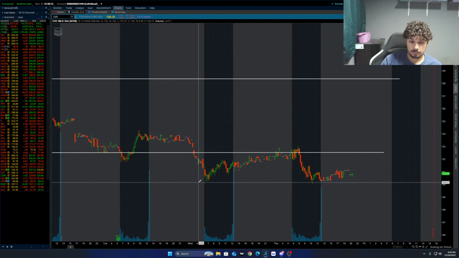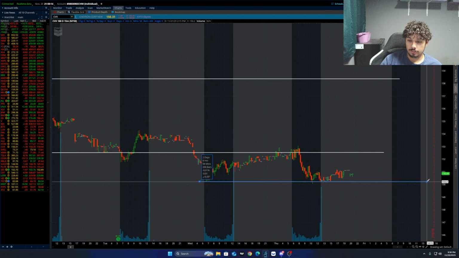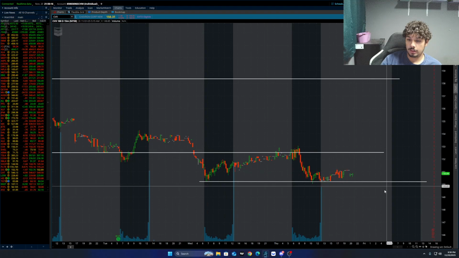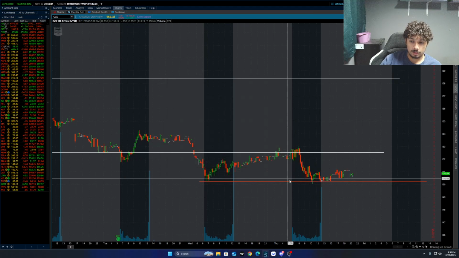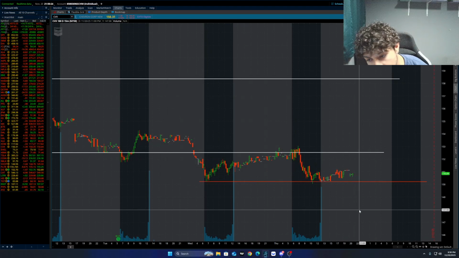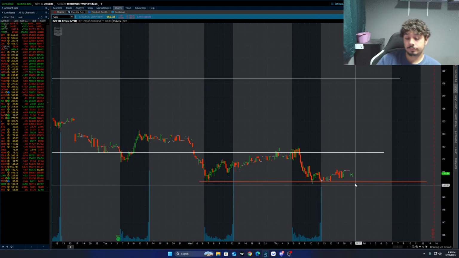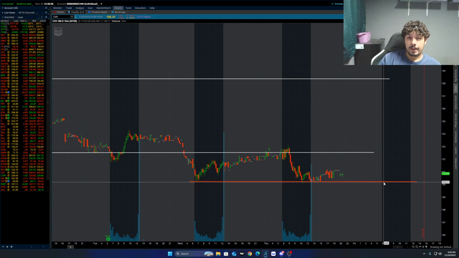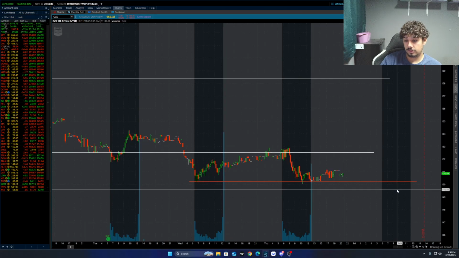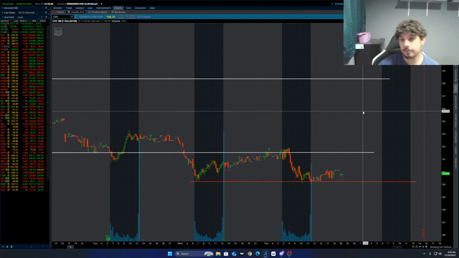So once again, anything below this level, short it. Anything above, I gotta start coloring them. I'm gonna color it red. The next time I say anything breaks below or above, I'm gonna color code it. That way I know what's what and I don't get confused. So I believe it's gonna break below this level. And if it does, it's probably gonna test this level again either tomorrow or the next day or Monday.